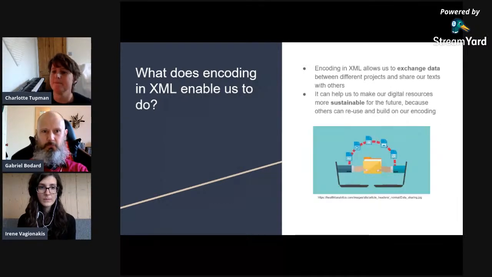Okay. So encoding in XML allows us to do a variety of things. It allows us to exchange data between different projects, and it allows us to share our text with other people. It can allow us to make the resources that we produce more sustainable. And the idea behind that is that when we encode a text, we're doing something that others can then reuse in the future and can build on for their own projects and their own purposes.